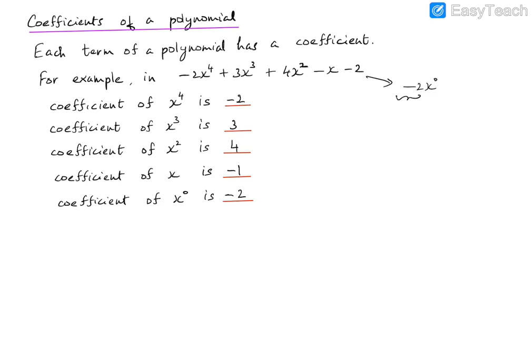So now we know the next definition, which is the coefficients of the polynomial. What we know is that every term of the polynomial has a coefficient, and the coefficient is basically the constant number that is multiplied with the variable part of the polynomial term.